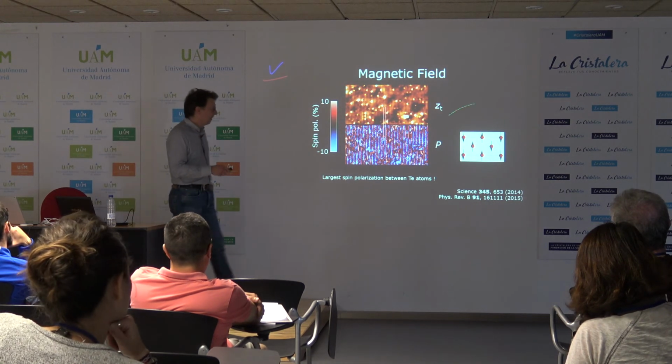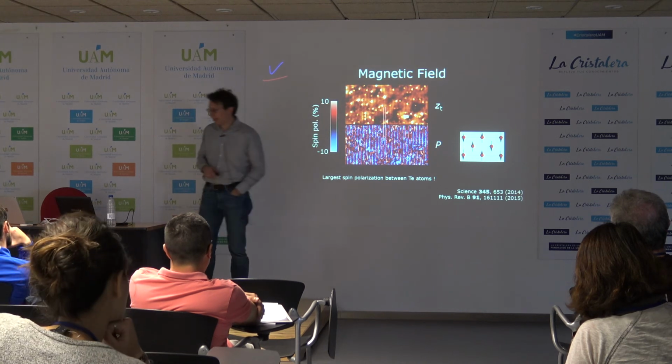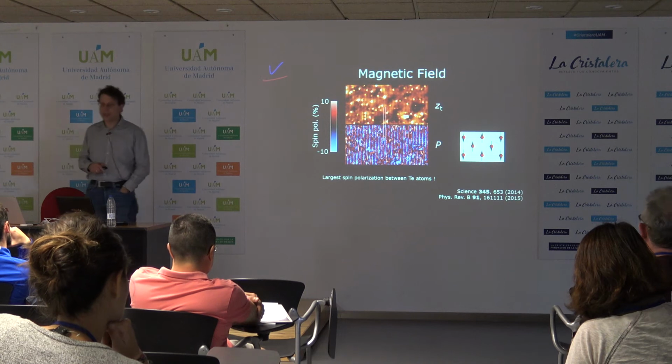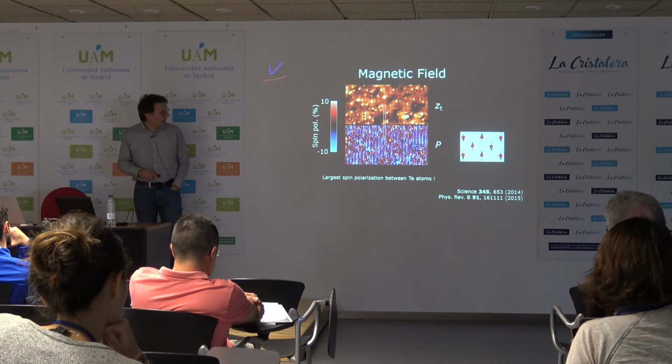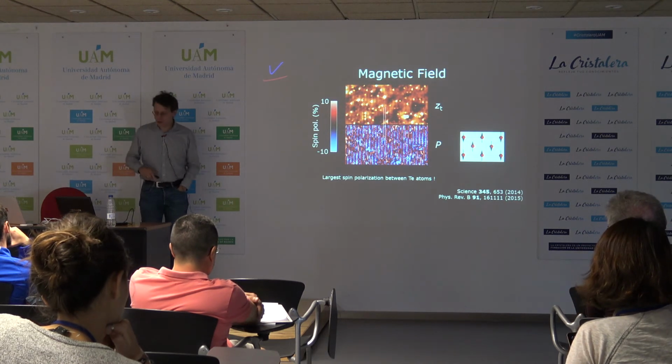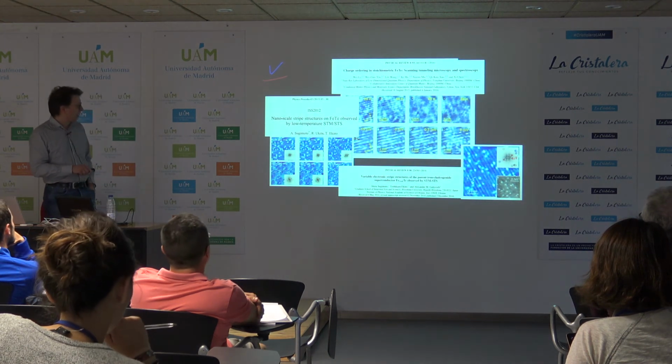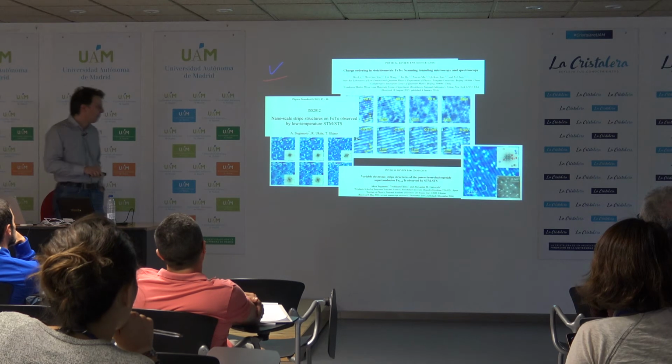So this confirms the magnetic structure which has been seen in neutron scattering before. Now, we're not the first ones to see this, I should mention. This kind of stripe order has been seen a couple of times before.